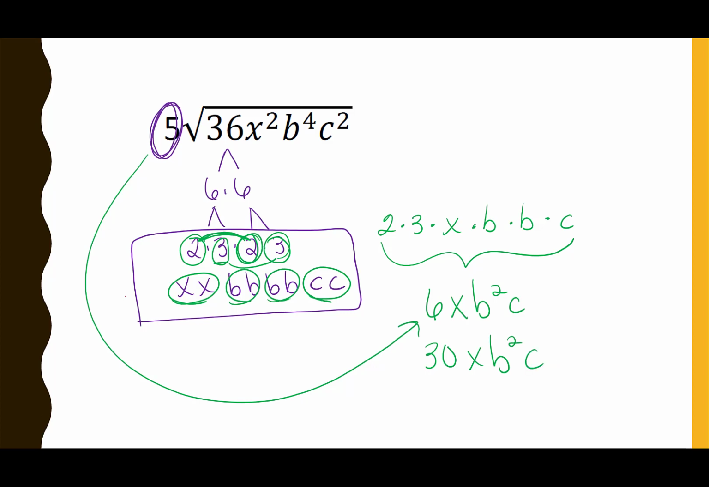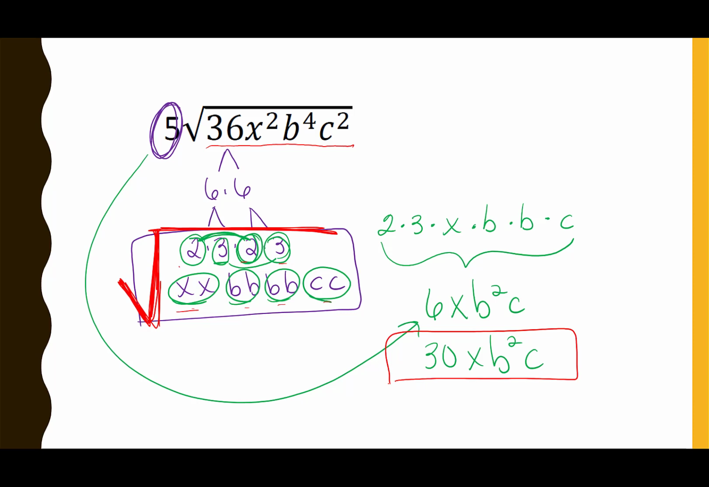All right, let's talk about the radical sign. All of these numbers were under the radical, but notice that all of them were circled. There's not a single number left over. And so when you have a case like that, you do not need to draw the radical symbol at all. What we're working with is a perfect square number. 36 x squared b to the 4th c squared just happens to be a perfect square number. So you do not need a radical at all. You don't need to put a radical 0. You don't need to put a radical 1. You're just going to write this 30x b squared c for your final answer.